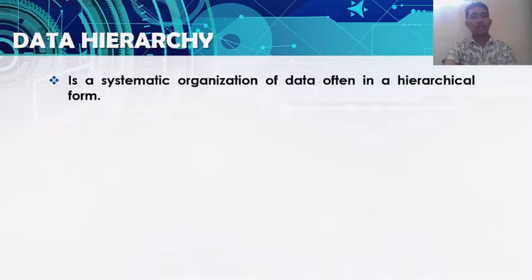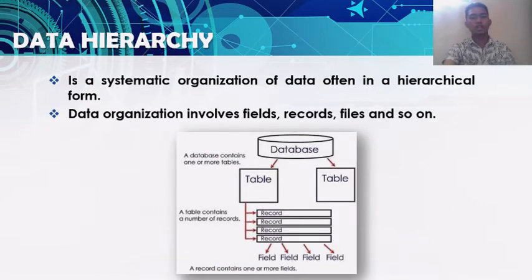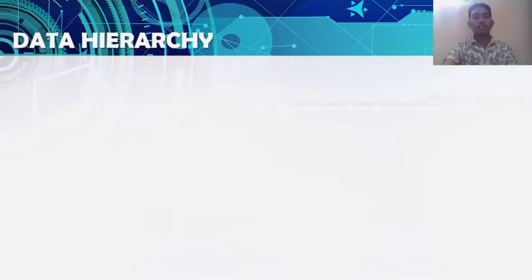Depending on the application and the user, there are different terms to describe the various levels of the hierarchy. Data organization involves fields, records, files, and so on, as you can see in the picture. As I said, there are different terms to describe the various levels of the data hierarchy.